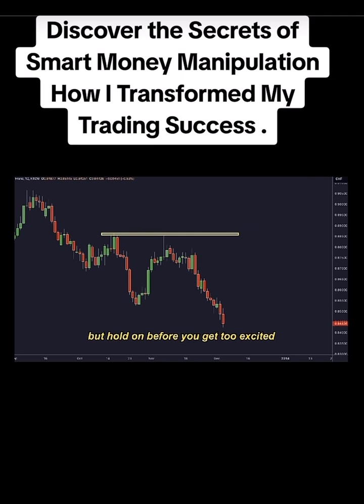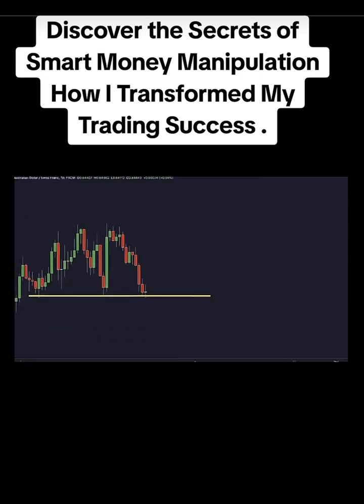But hold on, before you get too excited, there's something you need to be aware of. The market can play tricks on you, especially those big players, the market makers. They have a few sneaky traps up their sleeves designed to shake you out of your positions and make you nervous. One of the most common traps is called stop-loss hunting, and it's something every trader needs to watch out for.